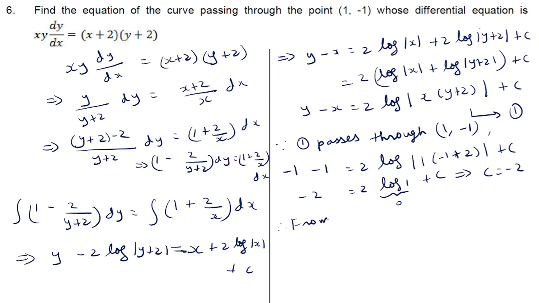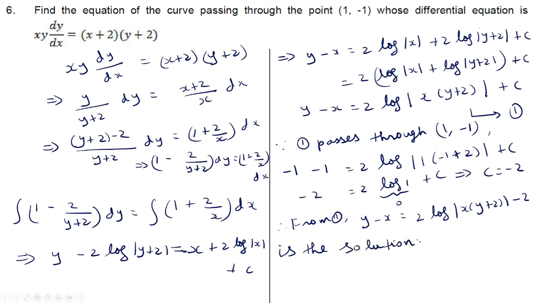Therefore from 1, y minus x equal to 2 into log mod x into y plus 2 minus 2. This is the solution of the given differential equation, and this is the particular solution for this differential equation, because it does not have any arbitrary constants and we have substituted a value of x and y to find c. So this is a particular solution for this given differential equation.